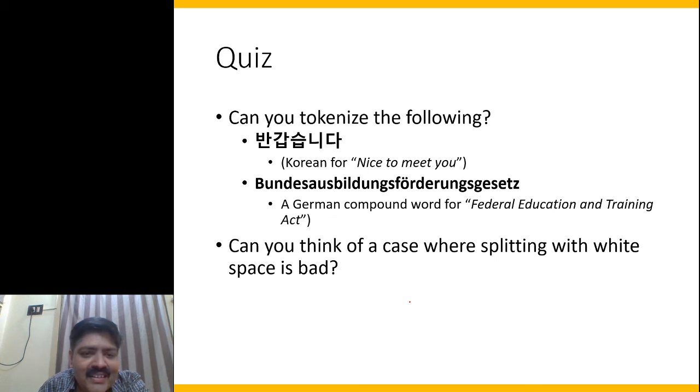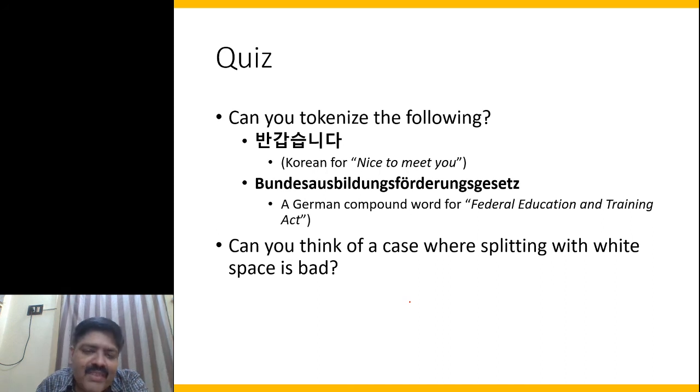Take another compound word. These are called compound words. This is a German compound word for Federal Education and Training Act. What would you do to tokenize these kinds of words? There has been a lot of research on how to do stemming and tokenization in these cases, which is beyond the scope of this course, but I just want to convey the message that even the simplest of tasks in information retrieval can be really challenging in the real world.